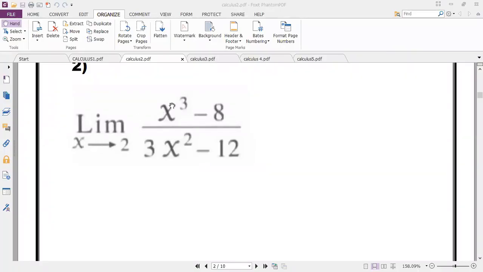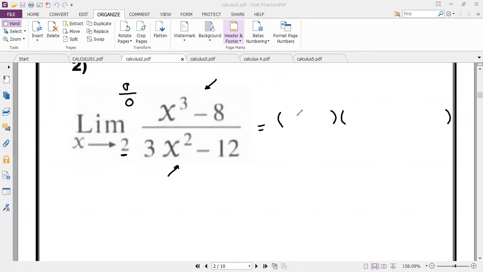I want to find the limit of the function x cubed minus 8 over 3x squared minus 12. So if we substitute x equals 2 in this function, we'll get 0 over 0, and 0 over 0 is an unspecified value. We can get the limit of the function if we factorize the top and the bottom here. So x cubed minus 8 is the difference between two cubes. How can we factorize it? Open two pairs of brackets, a small one and a large one here.